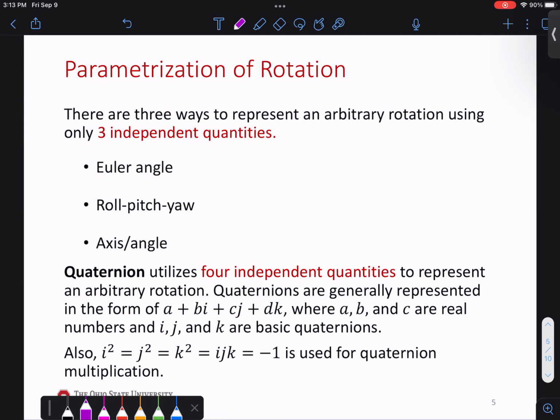Well, I did not roll, I just yawed, but it could be like one roll and then just a yaw. And axis angle, which is the most useful and the most complicated. All right. Or we could use quaternion, which are 4 independent quantities, and you write them in the form of a plus bi plus cj plus dk, where those are real numbers, and then i, j, k are your basic quaternions, and they have this relationship. Okay.